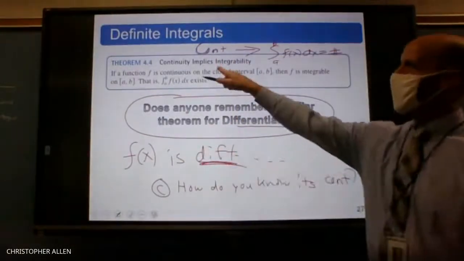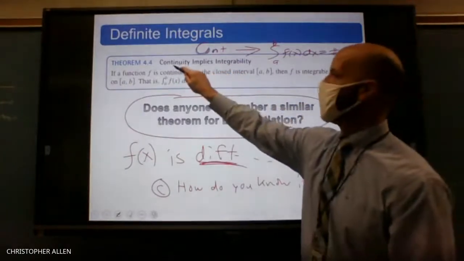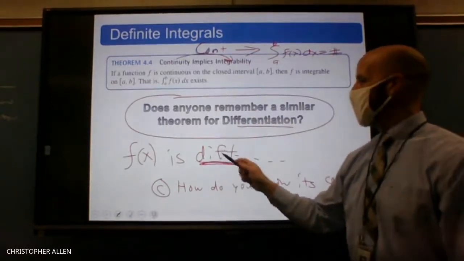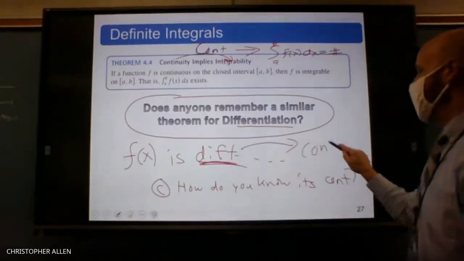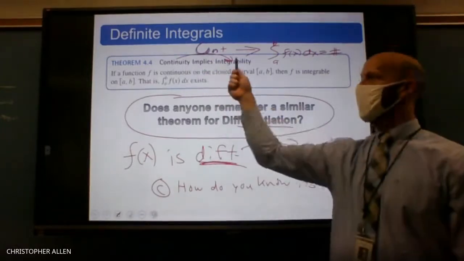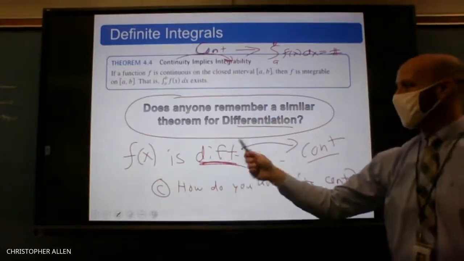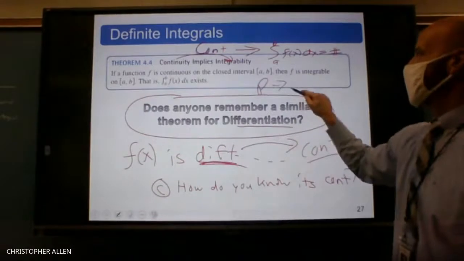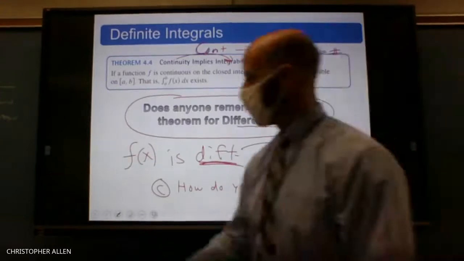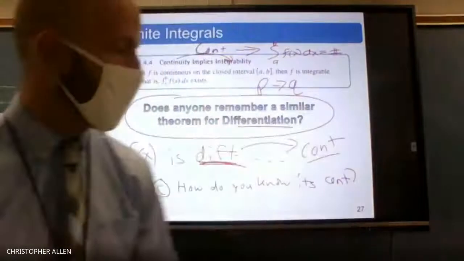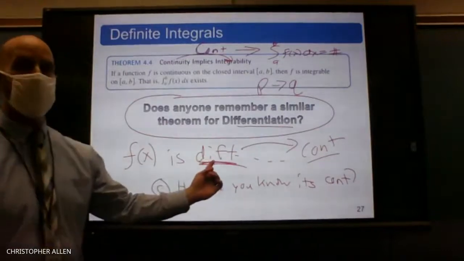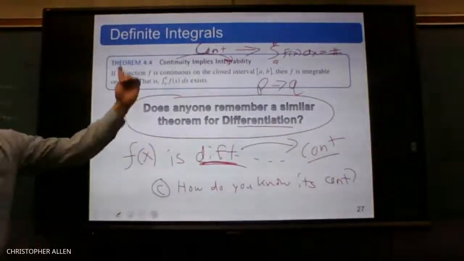Notice that for integrability, it says continuity implies integrability. But back in chapter 2, it said differentiability implies continuity. Do you see how it kind of went the other way? Here it's continuity implies integrability. Down here it was differentiability implies continuity. You guys remember P arrow Q, right? Does P arrow Q mean that Q arrow P has to be true? Nope. What did she say that was right? Differentiability implies continuity. And by the way, that's actually the name of the theorem.